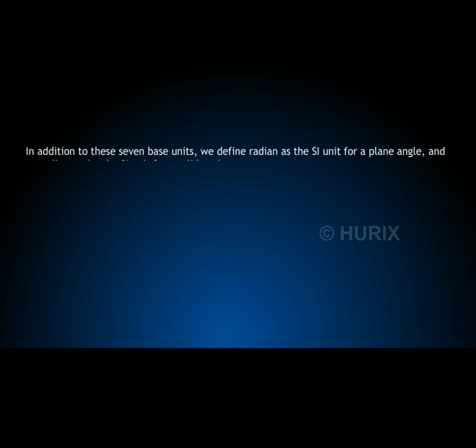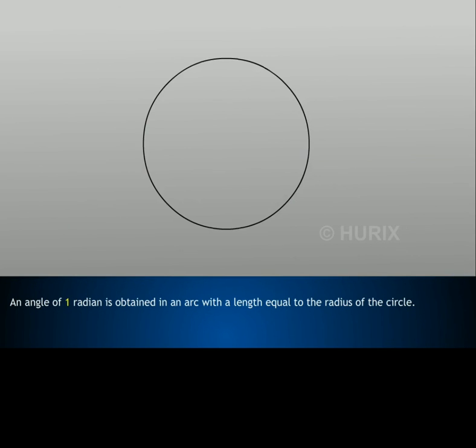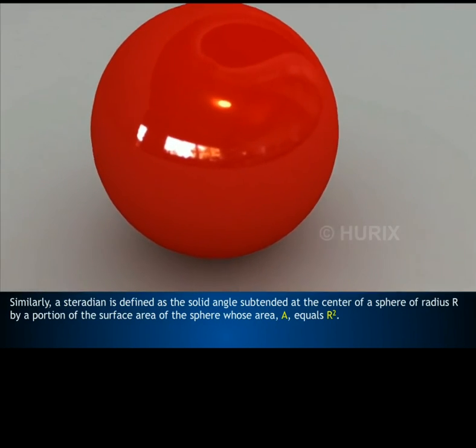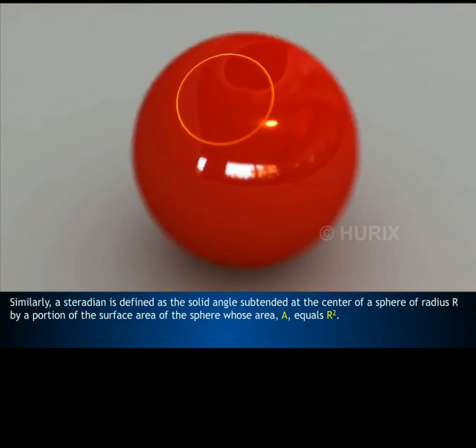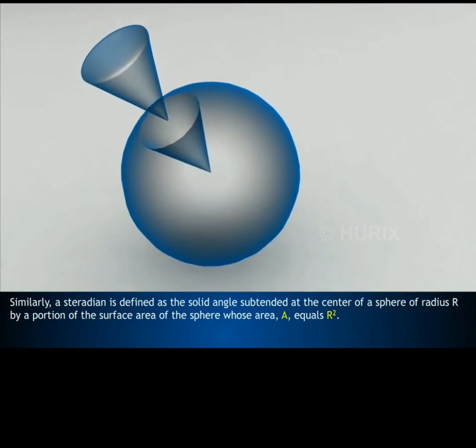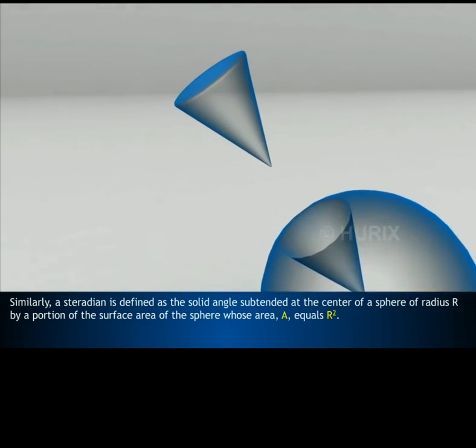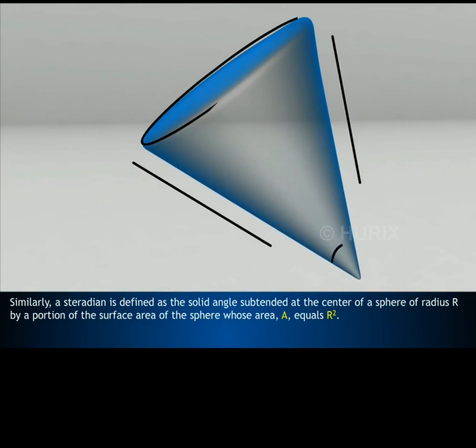In addition to these 7 base units, we define radian as the SI unit for a plane angle, and steradian as the SI unit for a solid angle. An angle of 1 radian is obtained in an arc with a length equal to the radius of the circle. Similarly, a steradian is defined as the solid angle subtended at the center of a sphere of radius r by a portion of the surface area of the sphere whose area A equals r squared.